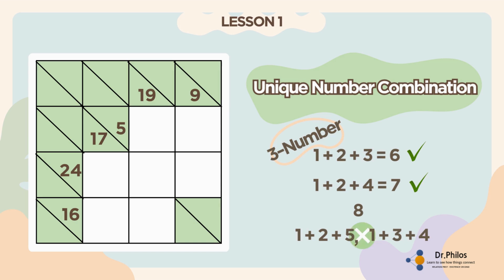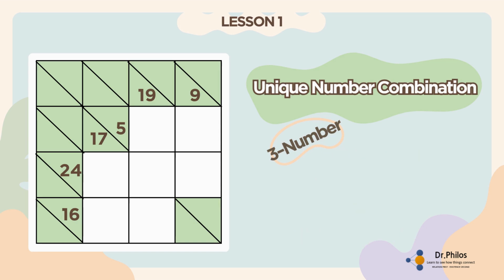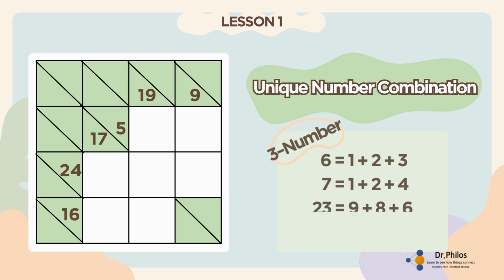What is the largest number you can make with the sum of 3 numbers? 9 plus 8 plus 7 equals 24. This is the only way to make 24. And 23 is also just one way, 9 plus 8 plus 6. Try gathering the unique number combinations for the sum of 3 numbers. They are 6, 7, 23, and 24.